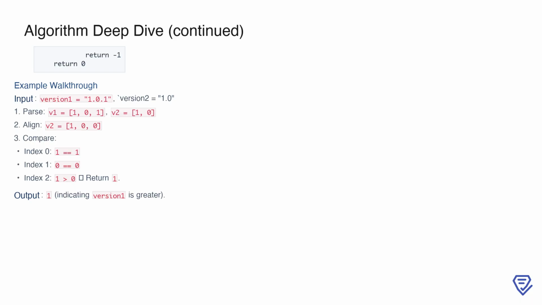Then, we compare the lists element by element. At index 0, both values are 1, so they are equal. At index 1, both values are 0, so they are also equal. At index 2, we find that 1 is greater than 0, so we return 1 to indicate that version 1 is greater. This example illustrates how the algorithm handles alignment, comparison, and early termination efficiently.